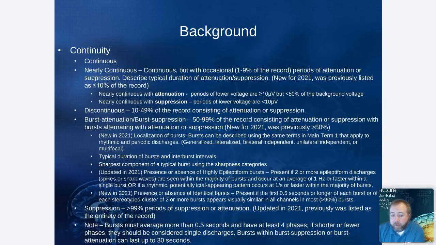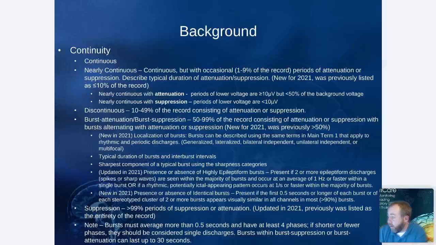All right, now a note, bursts must average more than half a second and have at least 4 phases. If they're shorter or have fewer phases, then they're considered single discharges. That we will get to again later, but bursts within a burst suppression or burst attenuation pattern can last up to 30 seconds.